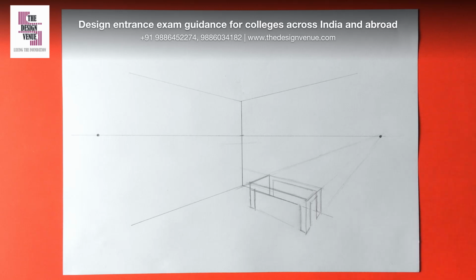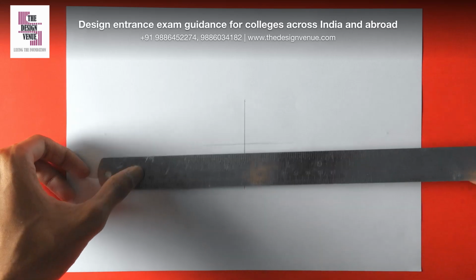So keep in mind that the cross section is also converging to one of the vanishing points, unlike in 1-point perspective. So you have to keep that into consideration while taking the measurements of the bench. So now let's move on to exterior views.